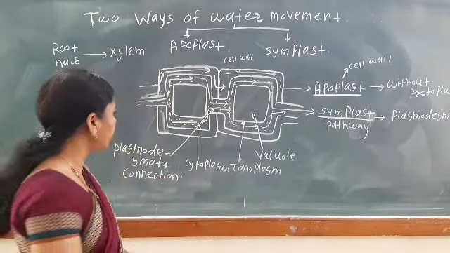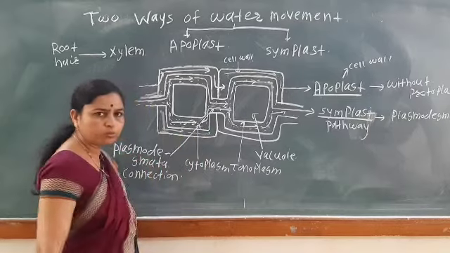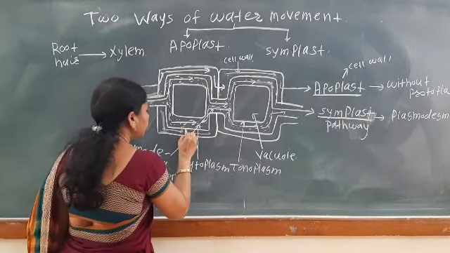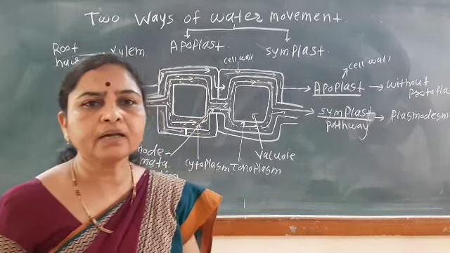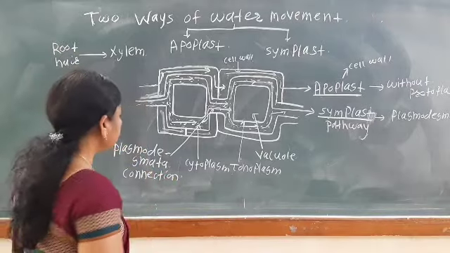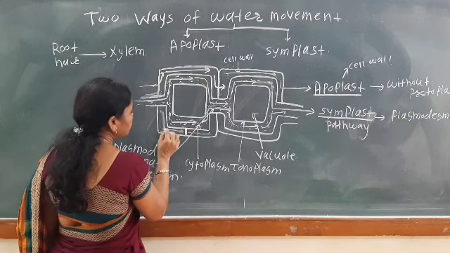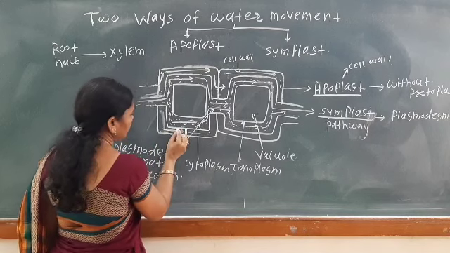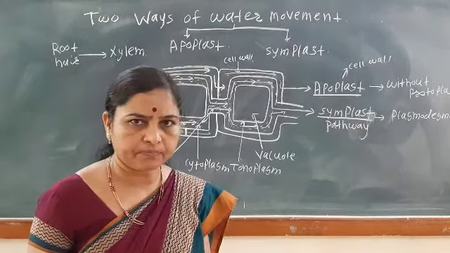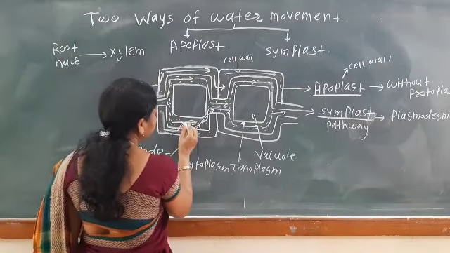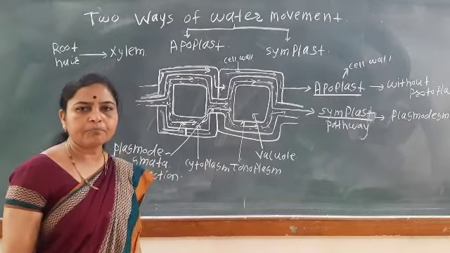Then sometimes what happens, look here, when water passes through the wall in the apoplast pathway, okay, but if this wall has some suberin coat, or if there is a tangential wall present, then water does not move through this cell wall. And then the apoplast pathway water which enters through the cell wall again enters into the protoplasm, and when it enters the protoplasm, it moves through this protoplasm. That is, here the apoplast pathway is converted into the symplast pathway.